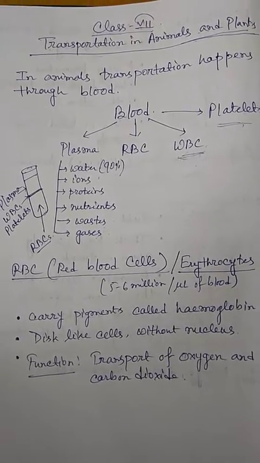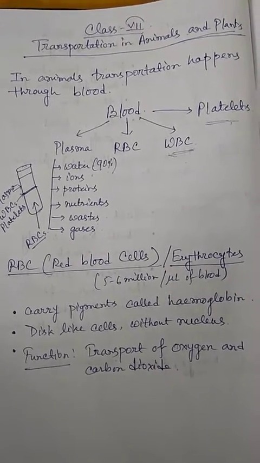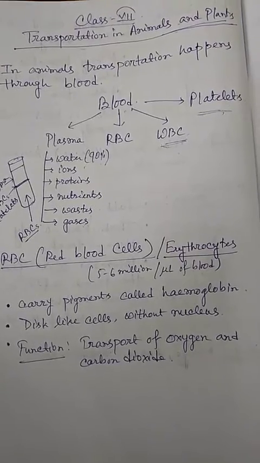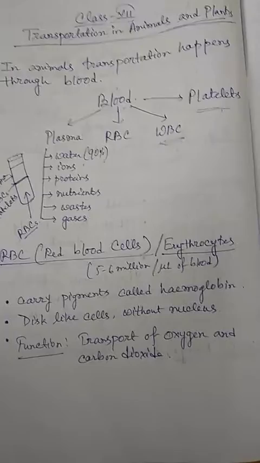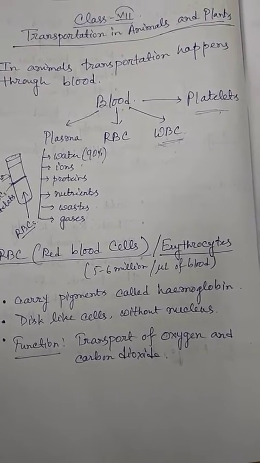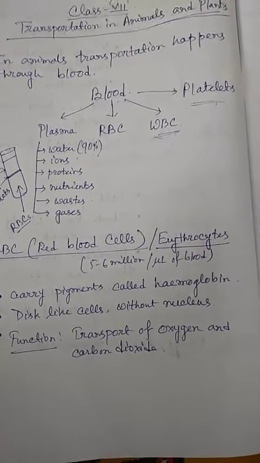Today we are going to start the chapter Transportation in Animals and Plants. So let us start the chapter. Okay students, let us start the chapter Transportation in Animals and Plants. Transportation means traveling from one place to another. In animals, this job is done by the blood.